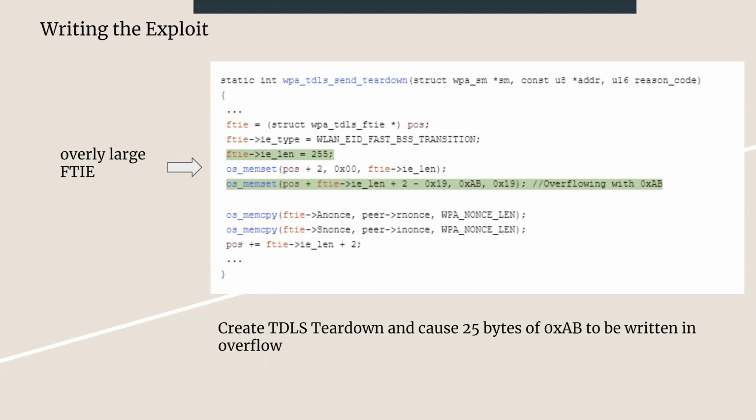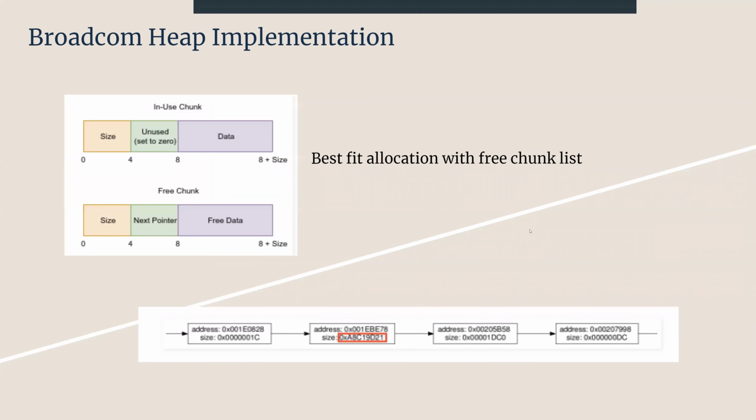The next issue is how do we know whether the overflow has actually happened? To do that, we first look at how Broadcom implements their version of a heap. They use a best fit allocator with coalescing and a free chunk list. Chunks are allocated based on the smallest chunk that is large enough. This is what they look like. Notice the size and next pointer. They're important pieces of this exploit.